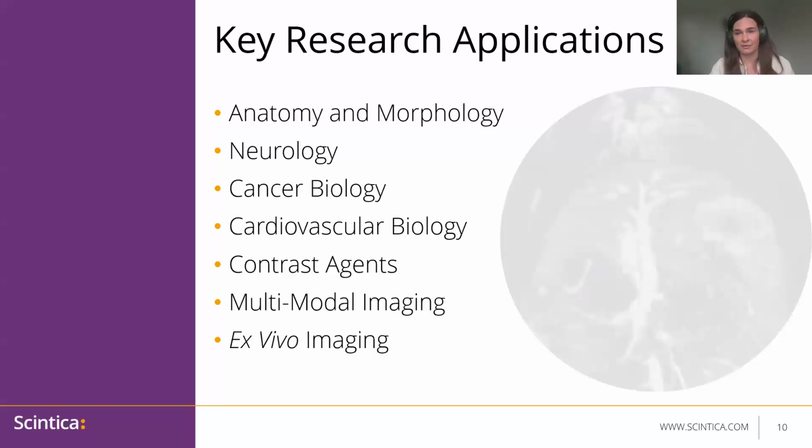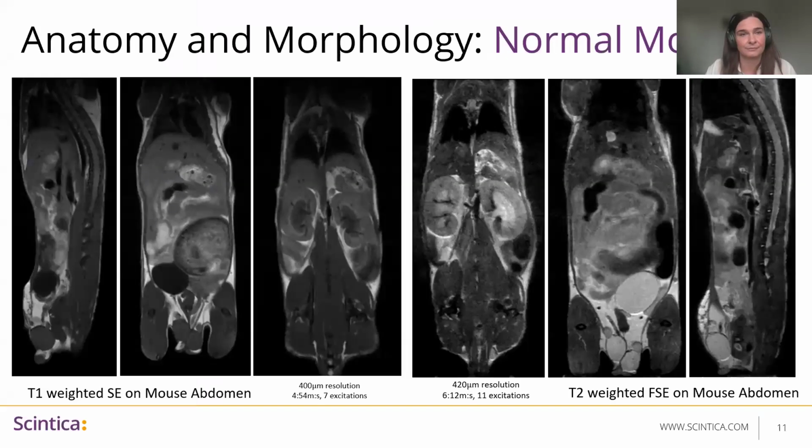So next we'll talk about the key research applications of the M-series, which include anatomy and morphology, neurology, cancer biology, also cardiovascular biology. Contrast agent work is also a very popular application, as well as multimodal imaging and ex vivo imaging. We'll wrap it up. So firstly, we'll talk a little bit about anatomy and morphology.